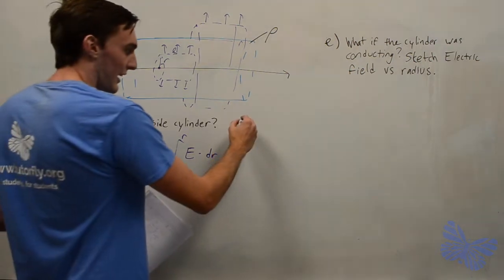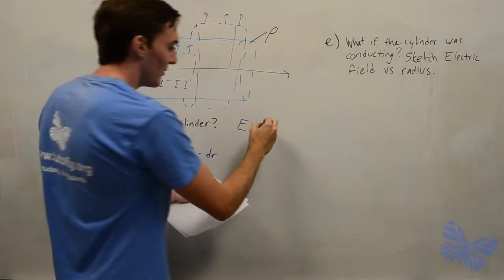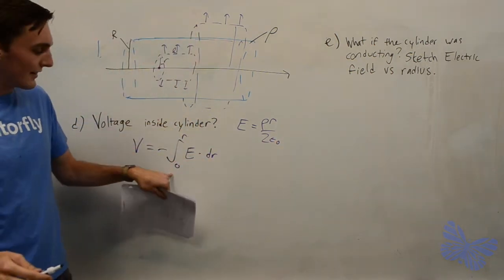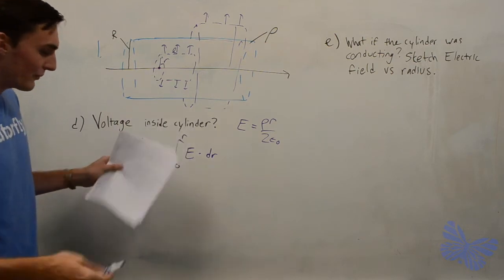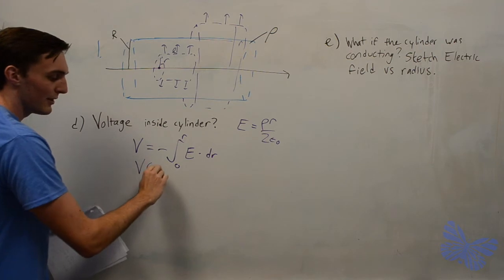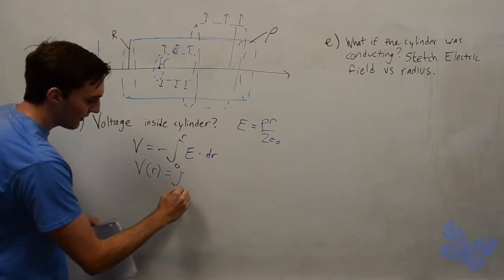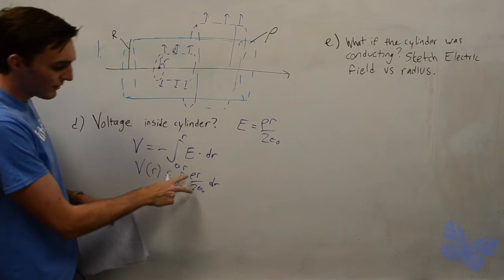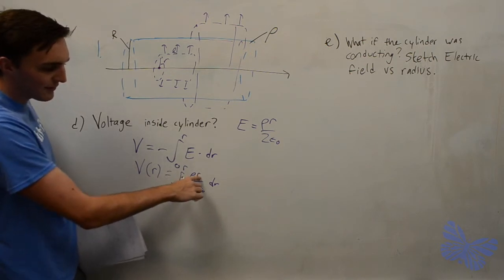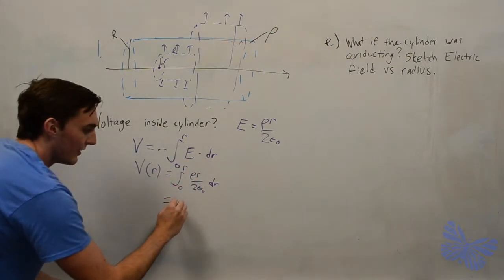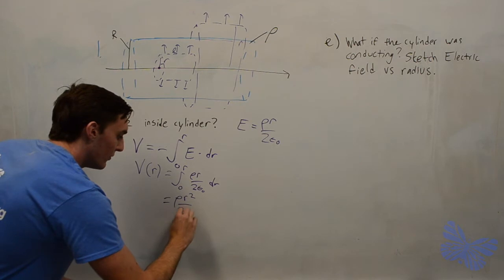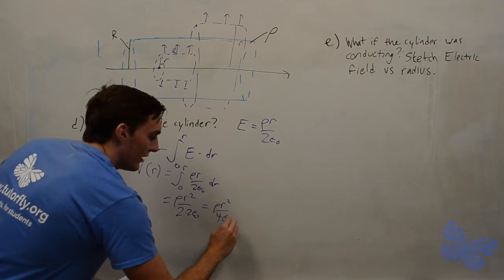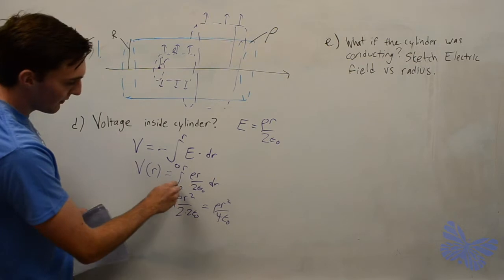So in this case, from part A, our electric field within the cylinder is rho r over 2 epsilon naught. And so we basically just substitute this in here, calculate the integral, and then we're done. So V at some radius r is going to be equal to the integral from 0 to r of rho r over 2 epsilon naught dr. So all these are constants, you can just ignore them basically, and then this r is going to become r squared over 2, so we get rho r squared over 2 times 2 epsilon naught, so that's rho r squared over 4 epsilon naught.